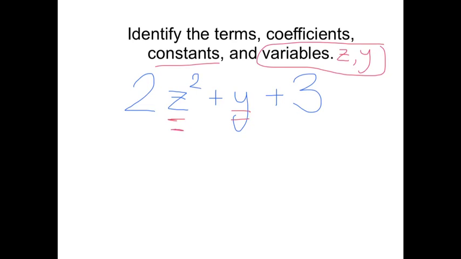Constants are the numbers that are by themselves and can't change. In this case, that's a 3. The 3 is by itself. It can't change.